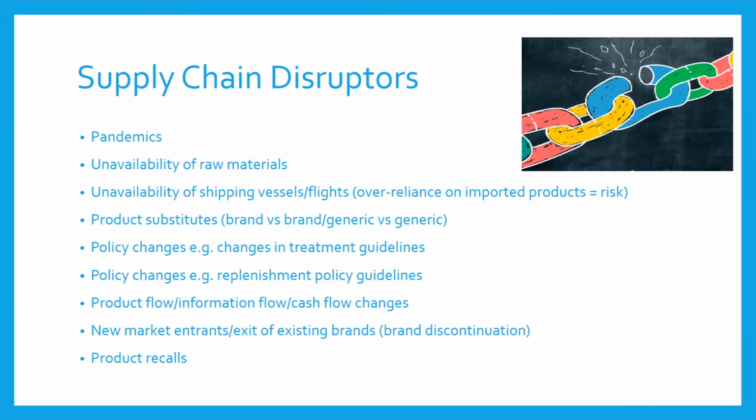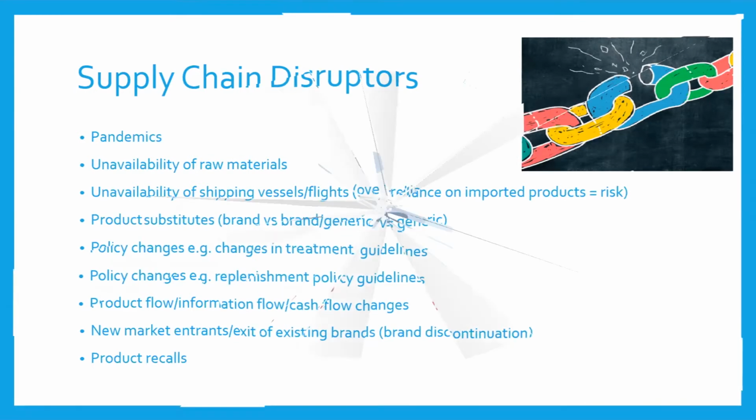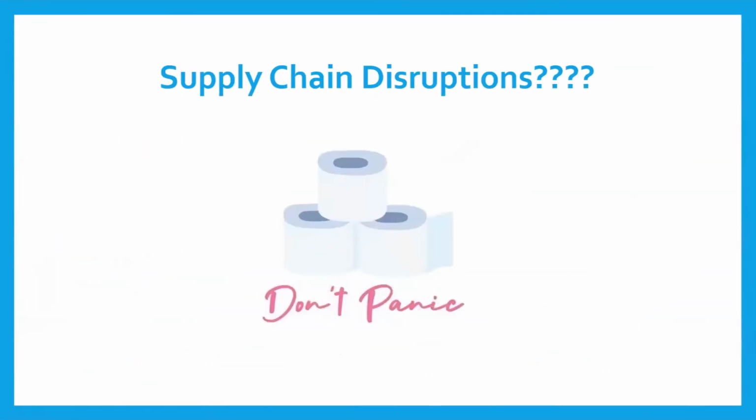Then, as I mentioned, there's the product flow, there's information flow, and there's the cash flow, which can be heavily disrupted. And then if you have a new market entrant, and on the flip side, you have an exit of existing brands, that definitely disrupts the supply chain, and then product recalls. So what am I saying about supply chain disruptors or disruptions? Don't panic, like many of us did during the pandemic and went and bought lots of tissue. You don't have to do that.